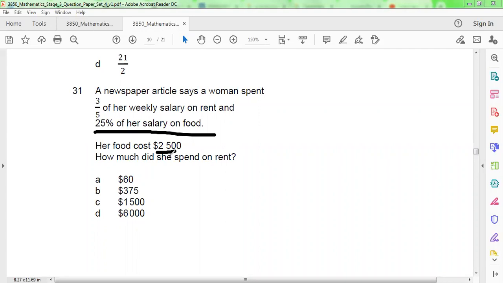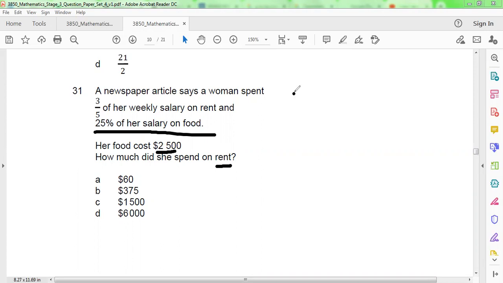All right. So here we go. We need to know our salary. And this question is asking about what? Rent. So if we can get the salary, find 3/5 of the salary, then that will give us how much to spend on rent. To get the salary, we have to use this information. It says 25% of our salary is on food, and our food costs 2,500.